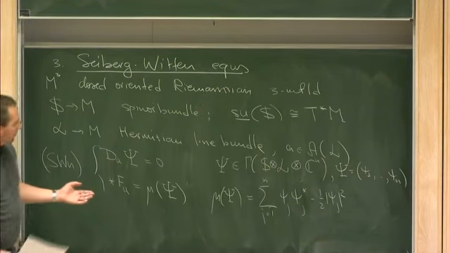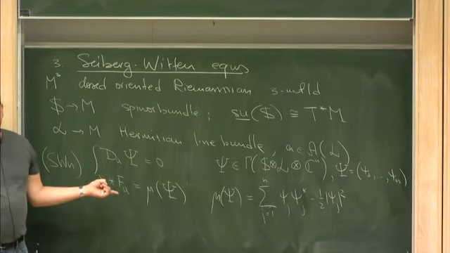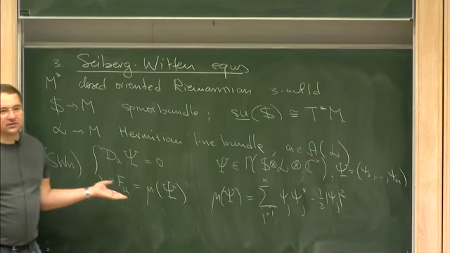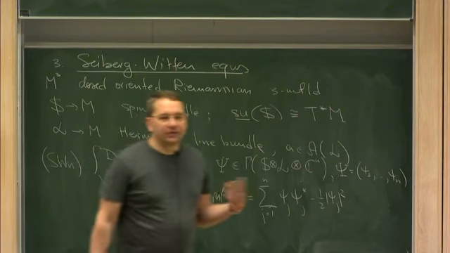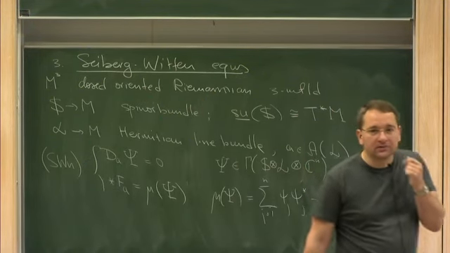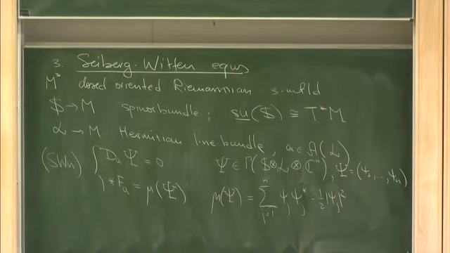That depends on how you think about connections on line bundles. You can think of them as real valued one forms, and you can think of them as imaginary valued one forms. I'm thinking here of imaginary valued one forms.